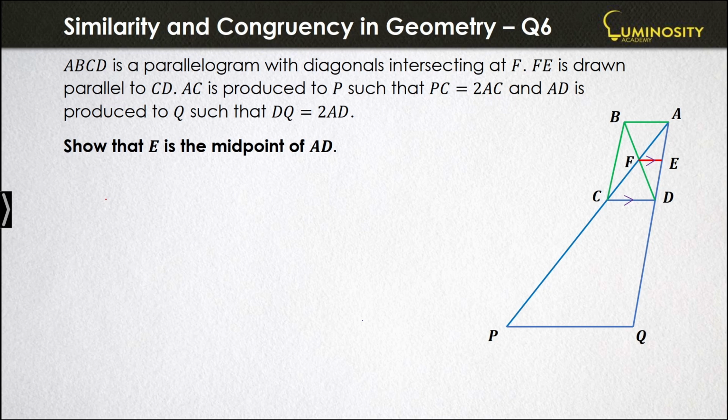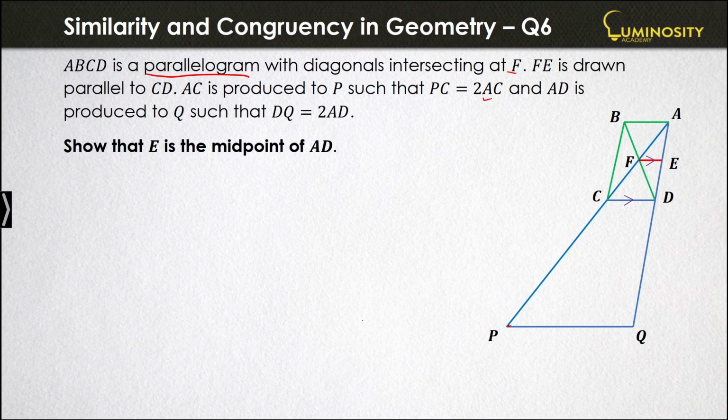ABCD is a parallelogram, so that's important, with diagonals intersecting at the point F. FE is drawn parallel to CD, so in the diagram we can see that. Then AC, one of the diagonals of that parallelogram, is produced outwards to reach a point P here, such that PC is twice the length of AC.